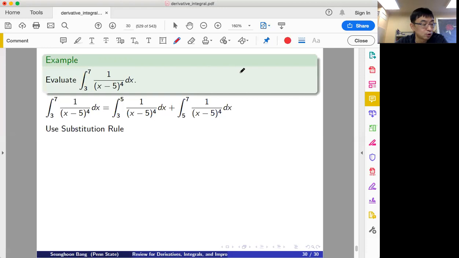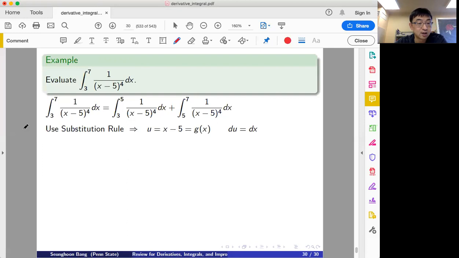How can we solve it? You have to use u substitution. So u equals the inner function, x minus 5. So what's du? The derivative of x minus 5 is 1 times dx.